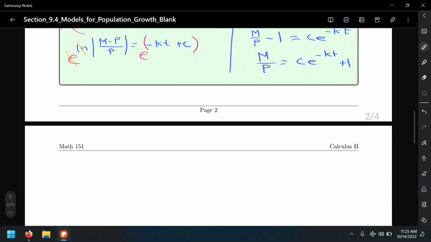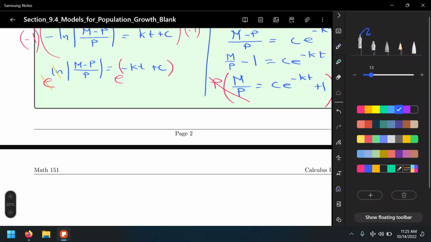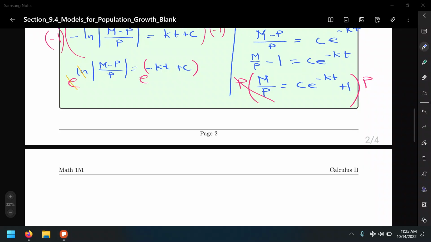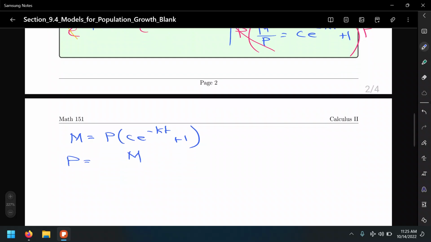And so we may go about multiplying both sides by P. Multiply by P, cancel, M equals, okay, I know this is going to tempt you to distribute the P, but don't distribute the P, because if we distribute the P, that P is going to get absorbed with the C, and we don't want that. In fact, we're just going to leave it like that for now. So this will become M equals P times (C e to the negative kt plus 1). And we are only one step away from getting P by itself, which is by dividing both sides by this madness here. So P equals M over (C e to the negative kt plus 1).